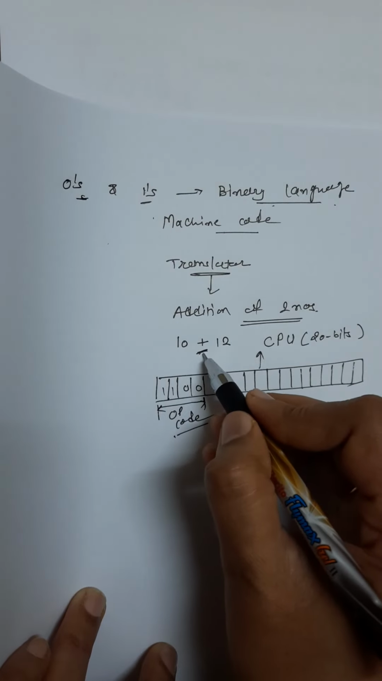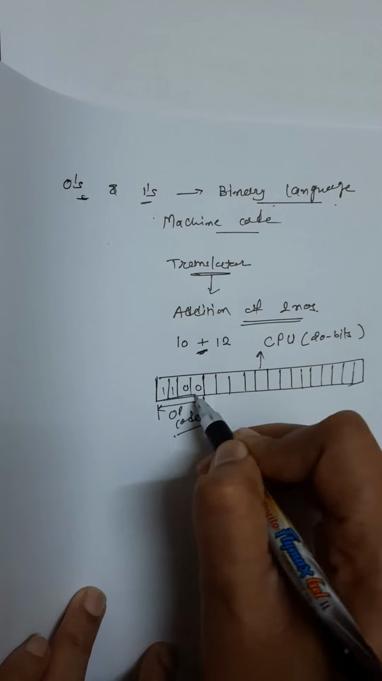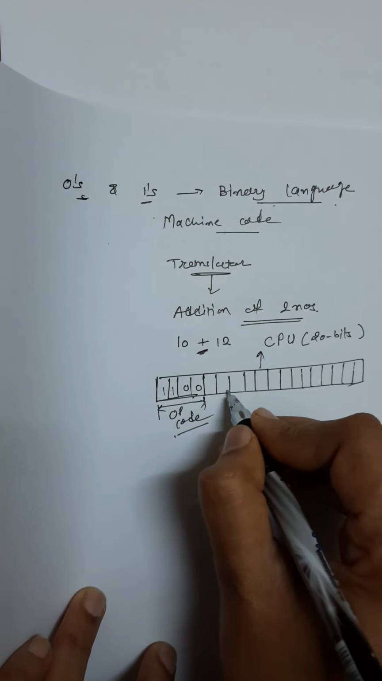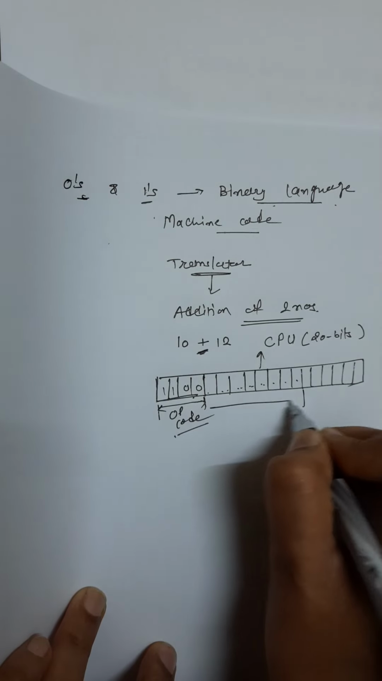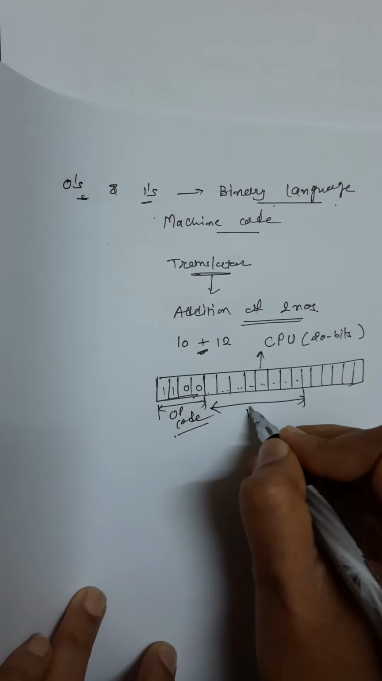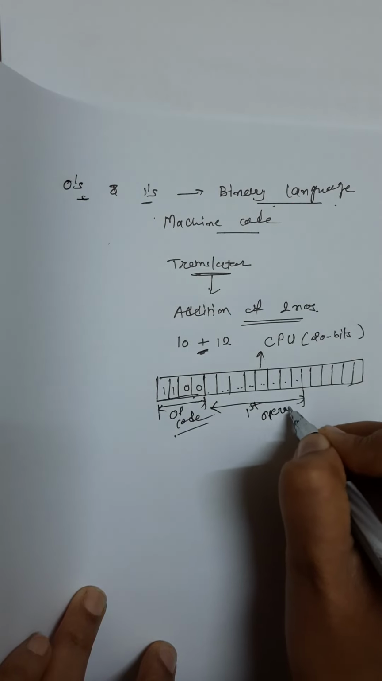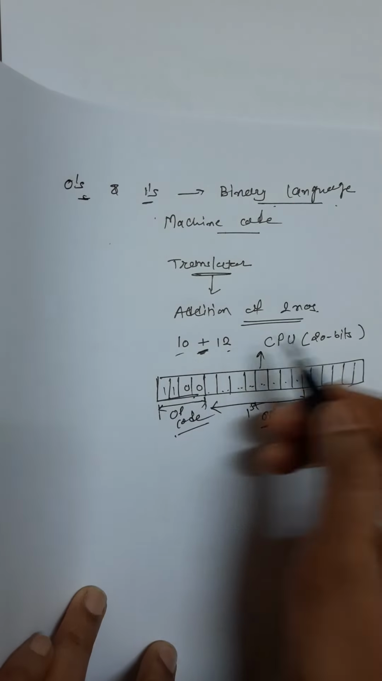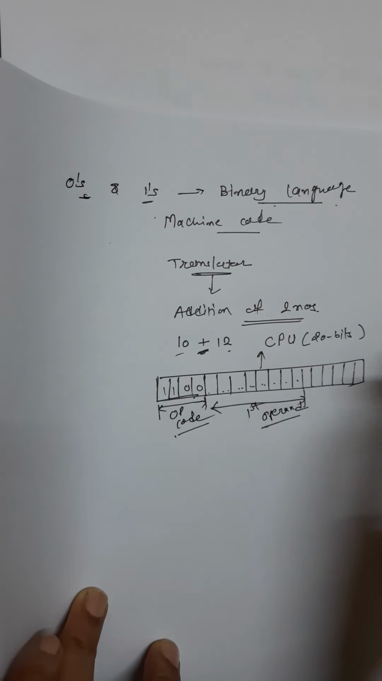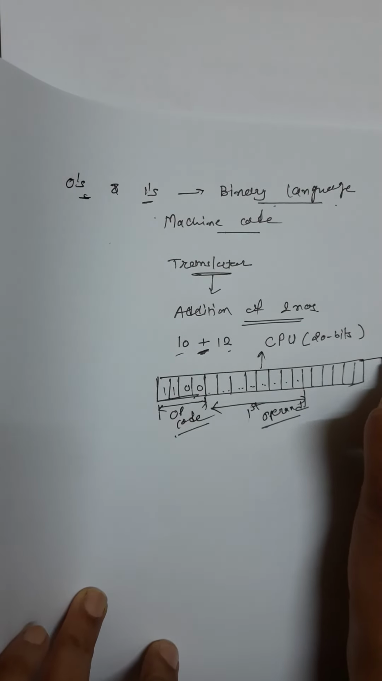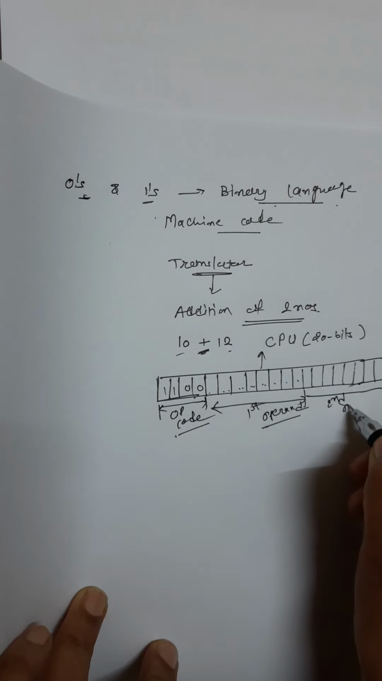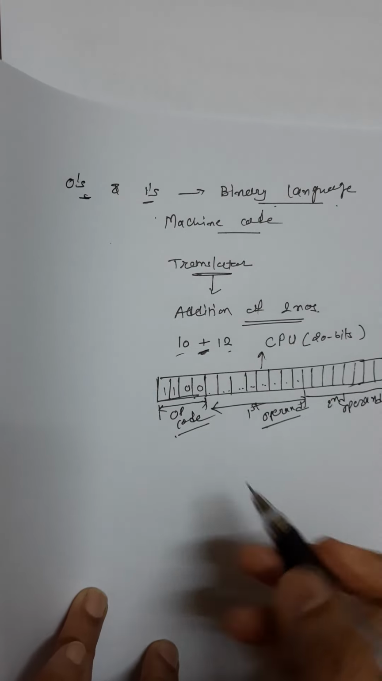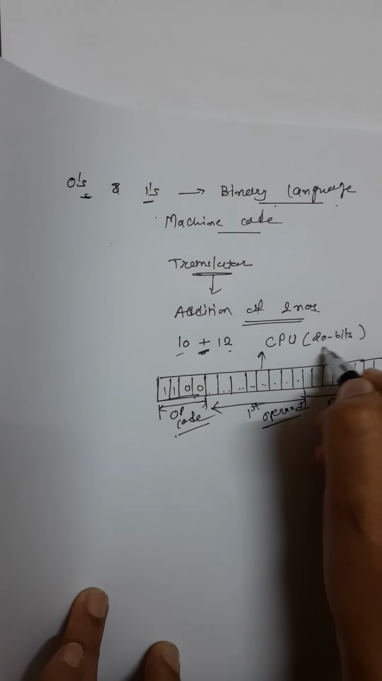Here we are going to perform the addition operation, so this code will be for the addition. The next 8 bits will be for the first operand. Here the operands are 10 and 12. You will learn this in the subject computer organization and architecture. And another 8 bits will be for the second operand, right? So here the length of the instruction set is 20 bits.